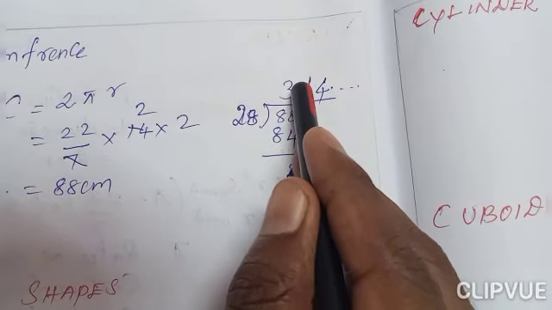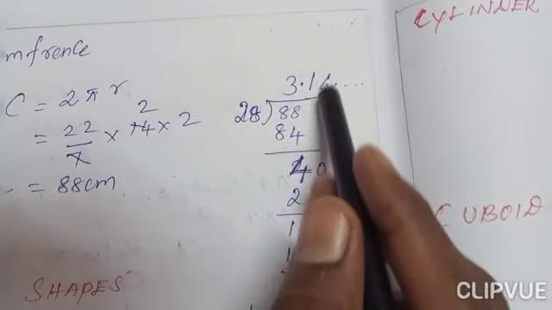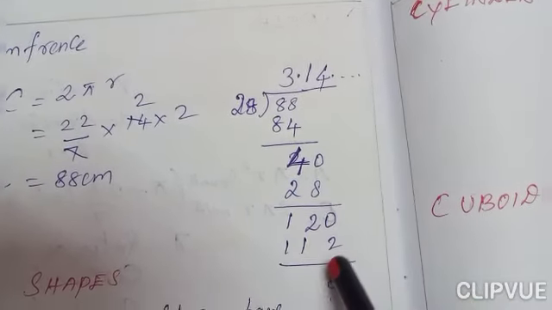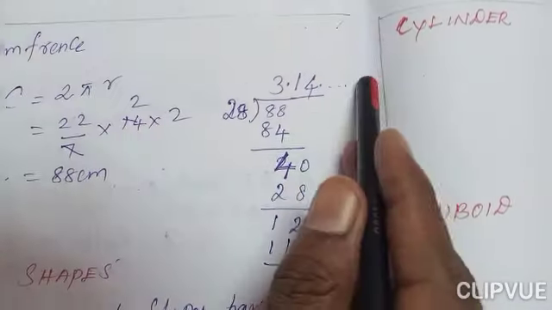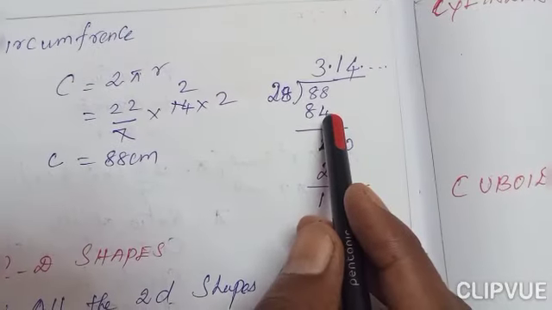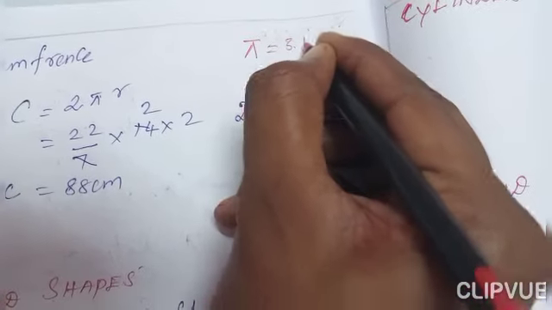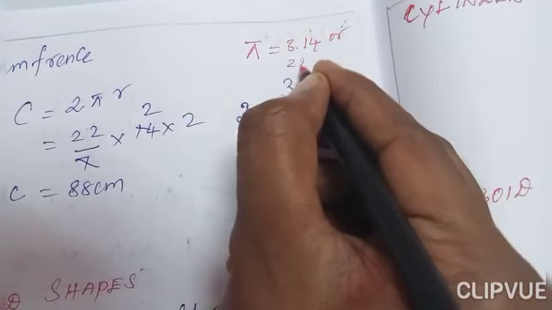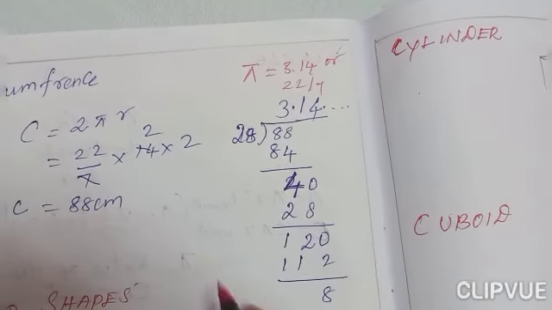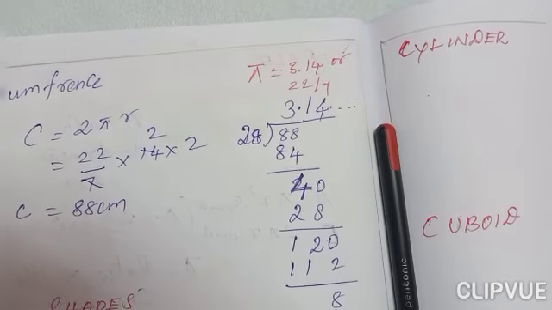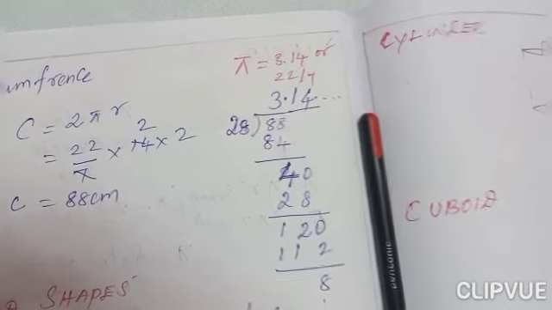In the point, we keep the point and add the 0. In 40, 1 times 28, balance 12. Add the 0, in 120, 4 times gives 112. The balance is 8, it goes on like this. So finally we get the value of pi equals 3.14 or 22 by 7. This is the standardized value. Keep it in your mind. We get the value of pi as the circumference of the circle divided by the diameter of the circle.